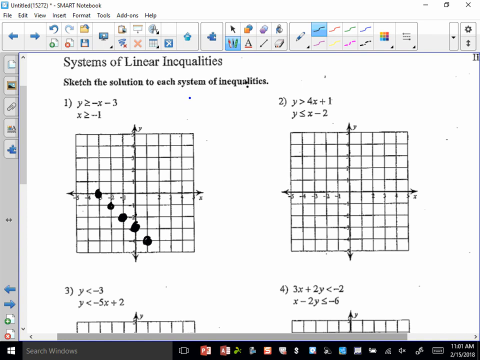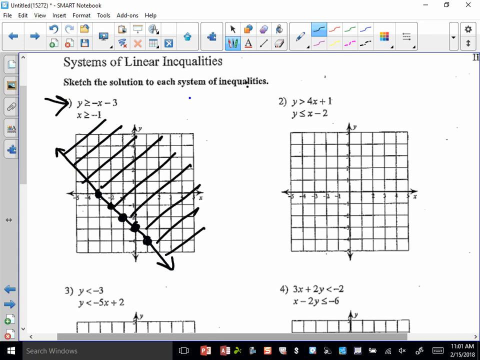Okay, now I'm going to go back up here. I'm going to look to see if I need to make a dash line or solid line. In this case, I need to make a solid line because there's an equal sign. And then since it's greater than, do I shade above or below? Above. Very good. All right, so that's the first line.